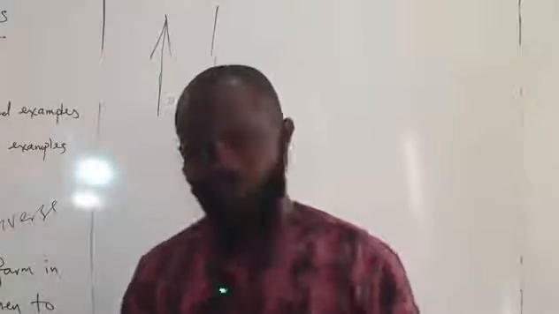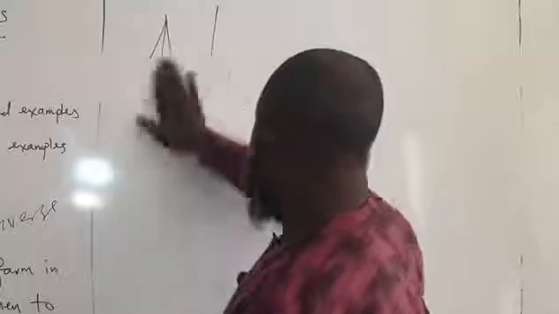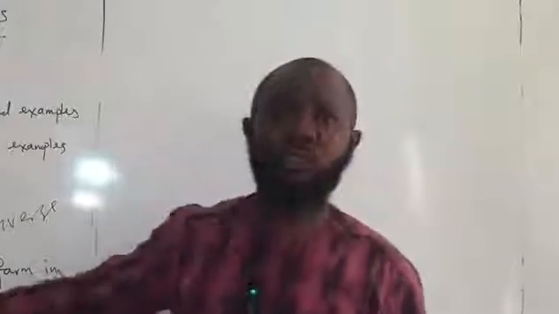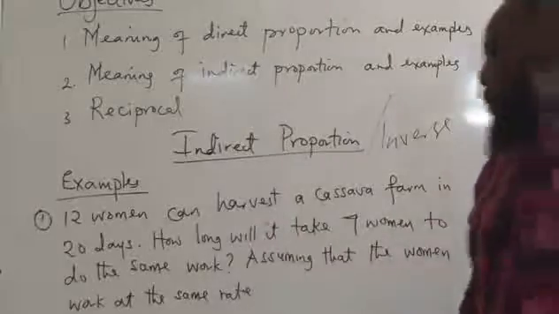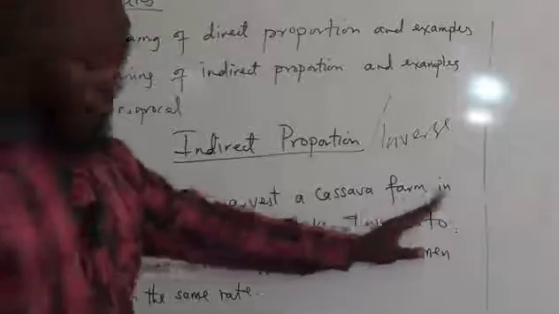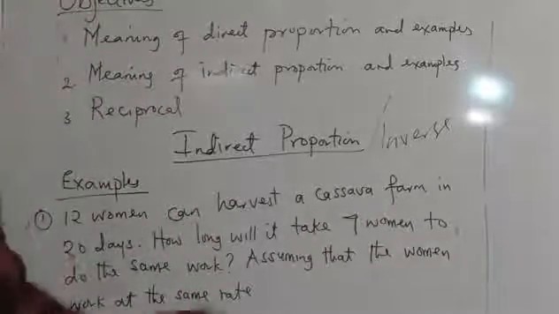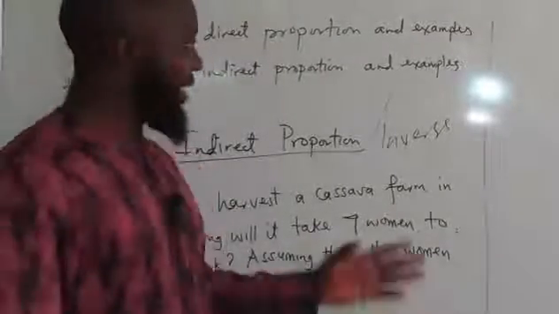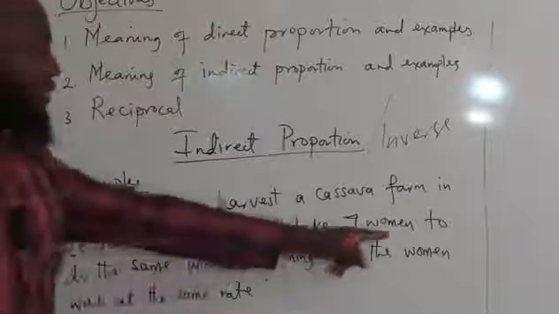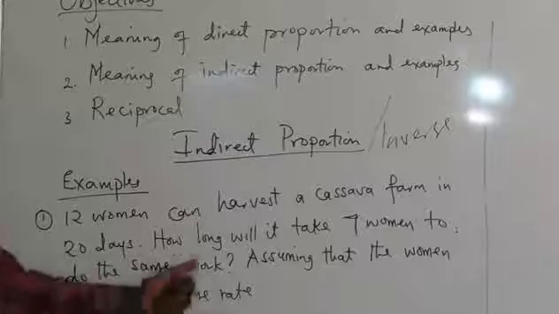Now, let's look at a question and how to solve it. I'd rather you stick to the unitary method in this case. The first question is that 12 women can harvest a cassava farm in 20 days. How long will it take 7 women to do the same work?